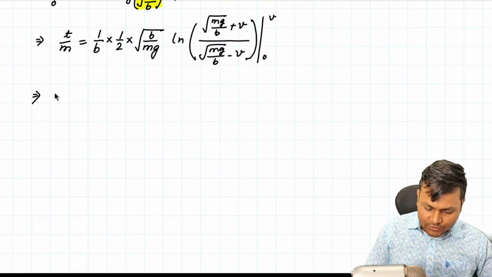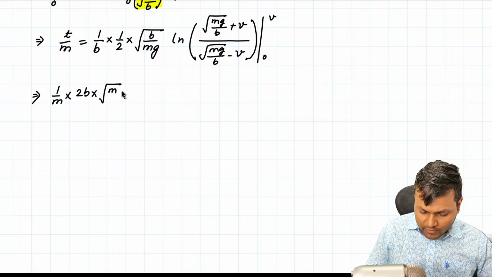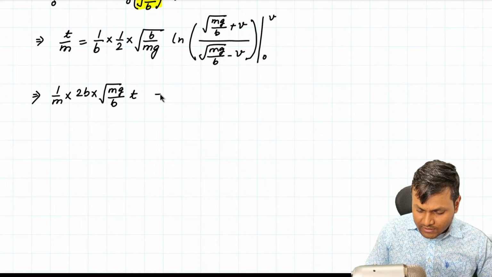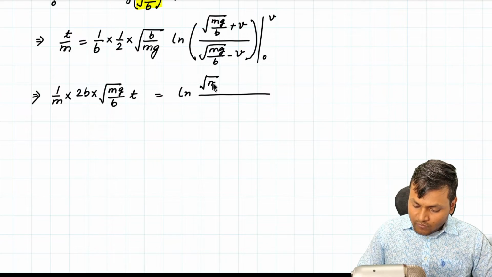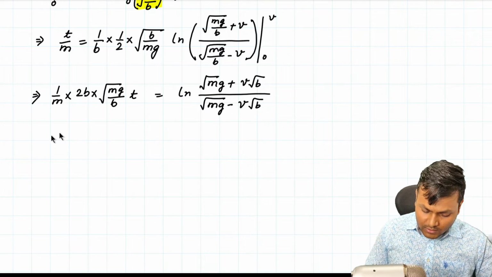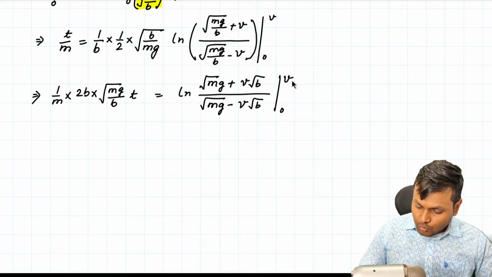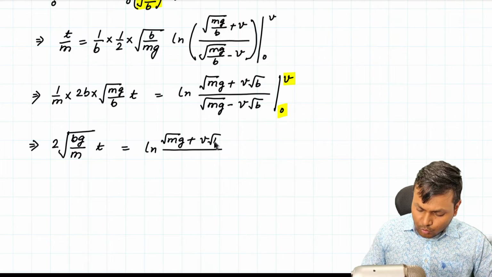If I take the constants to the right hand side, this is going to become 1 upon m into 2b into root over mg upon b t is equal to ln. In the bracket I can write this as root over mg plus v root over b, and here root over mg minus v root over b, and again the limits of 0 to v. This simply becomes, the first term is root over mg plus v root over b, the second term is root over mg minus v root over b, minus ln.